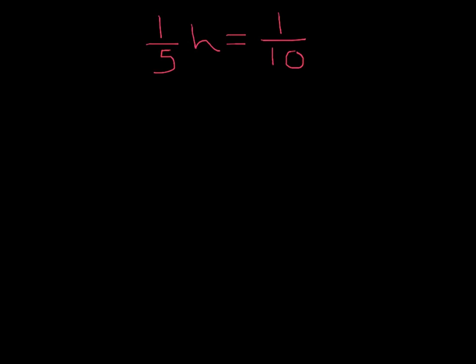In this example, we have 1/5 times h equals 1/10. So this is multiplication, and opposite of multiplication is division. But think about every time we divide fractions, what do we always do? We keep it, change it, flip it. So I'm going to skip the step of dividing and immediately change it to keep it, change it, flip it. I'm going to multiply both sides by the reciprocal.